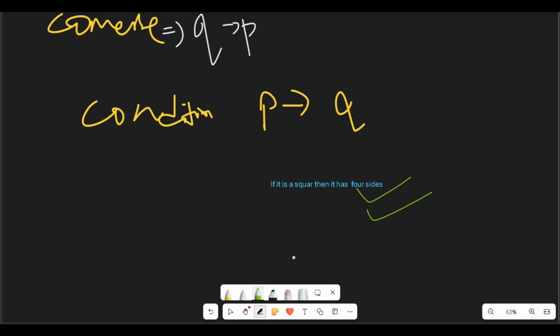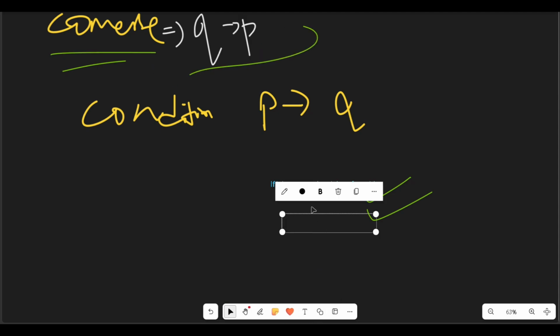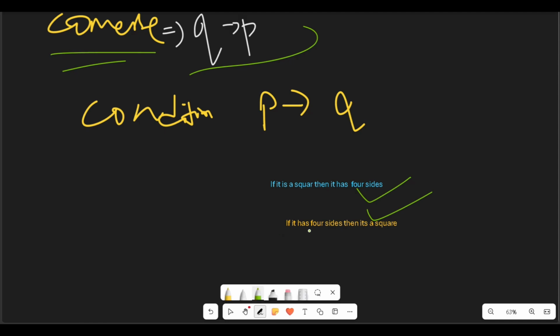But if we look at it this way, if we flip it, if we use the converse, then the converse becomes Q to P. We flip it. So the converse becomes: if it has 4 sides, then it's a square. It is telling us that any shape that has four sides must be a square.